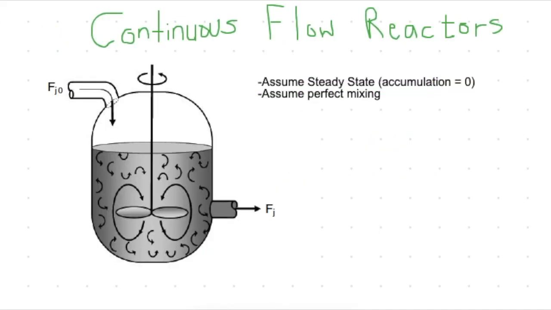The next couple types of reactors we're going to discuss are continuous flow reactors. There are 3 different reactors that will fall under this category, and all of them assume steady state, which means there's no accumulation of moles or mass inside our reactor, and our accumulation term will equal 0. And there's perfect mixing, so our concentration and other variables will not vary with position inside our reactor. Unlike batch reactors, continuous flow reactors have a continuous flow of reactants and products into and out of the reactor.